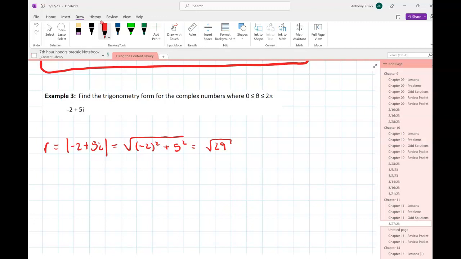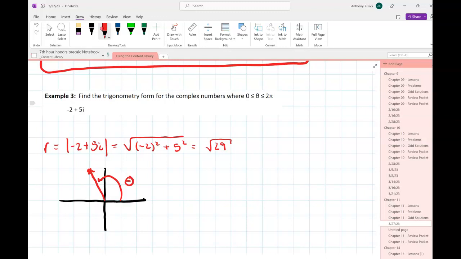Negative 2 squared plus 5 squared is 29, and 29 is prime, so I'm not going to worry about trying to simplify that radical. So that's the magnitude piece. The next thing is I need that direction. So if I think about that, negative 2, 5 is like up here somewhere. So that's my direction, right?